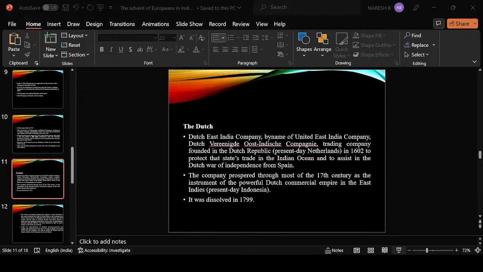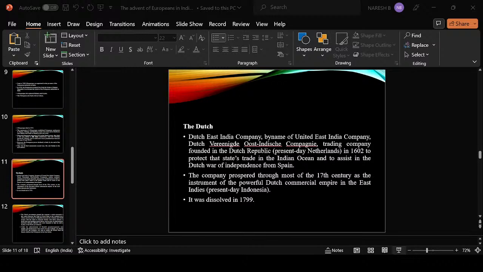The Dutch East India Company, by the name of the United East India Company, or in Dutch, Verenigde Oost-Indische Compagnie, that's VOC, is famously known as VOC. It's a trading company founded in the Dutch Republic, present-day Netherlands, in 1602 to protect that state's trade in the Indian Ocean and to assist in the Dutch War of Independence from Spain. This was the motive behind its establishment.